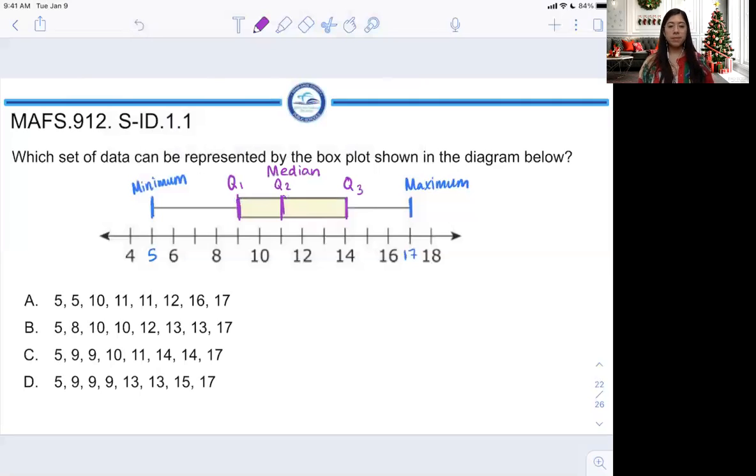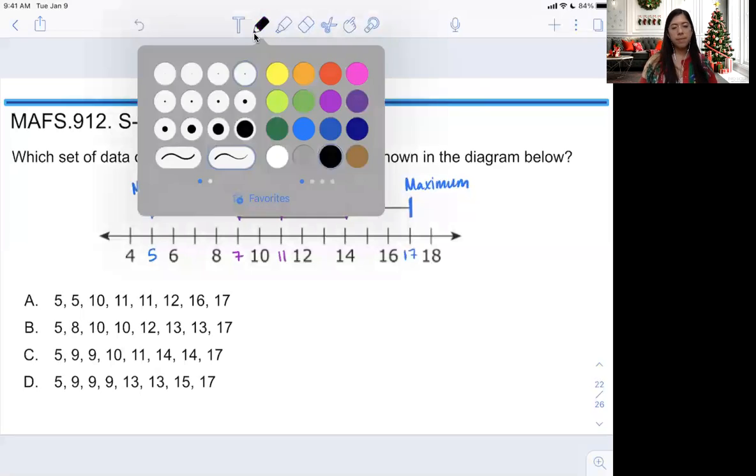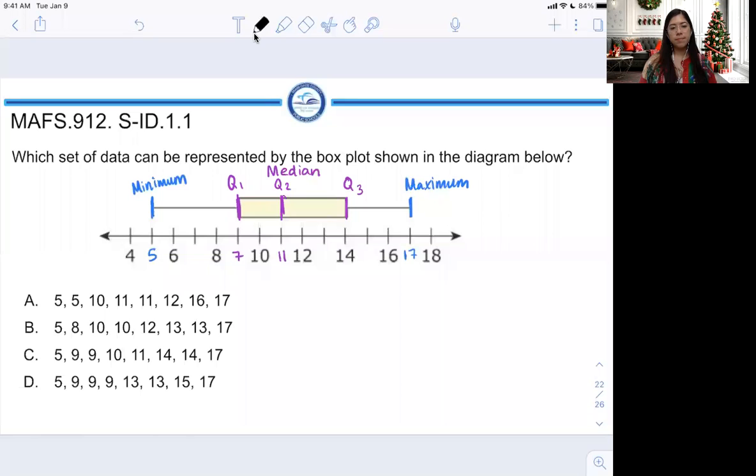Okay, now we have everything. So we know that the maximum is 17, the minimum is 5, Q1 is 7, the median is 11, and Q3 is 14. So now we have to find which one of those matches. Does anyone have one that they think might match that we maybe could look at? Any of these answer choices? Maybe B? Let's check out B, sure.